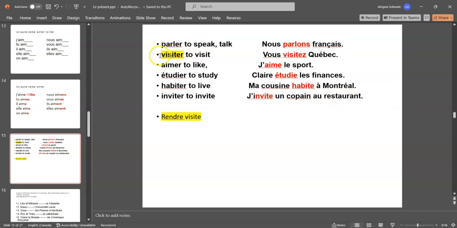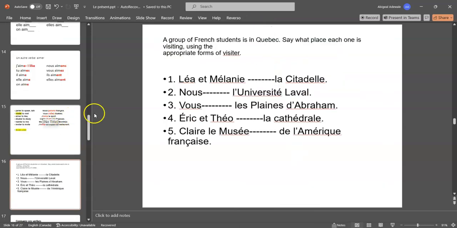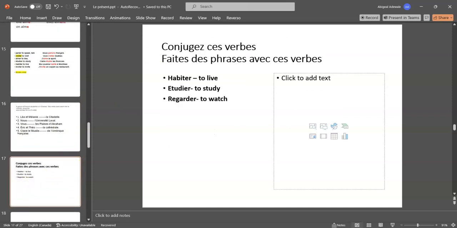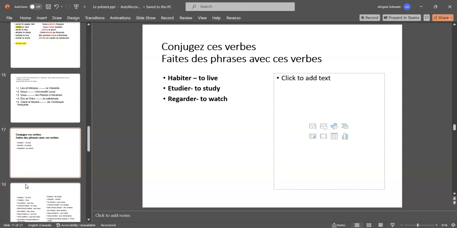So with the verb visiter, we can only use this for places. To visit people, we say rendre visite. And another thing you should note is that when we have a verb that starts with a vowel, at the je level we usually use j apostrophe. So that's why we have j'. Okay, so we talk about the letters. So we have Lee and Mélanie. So your task here is to fill this up with the form of visiter. And you're going to conjugate this as your devoir.